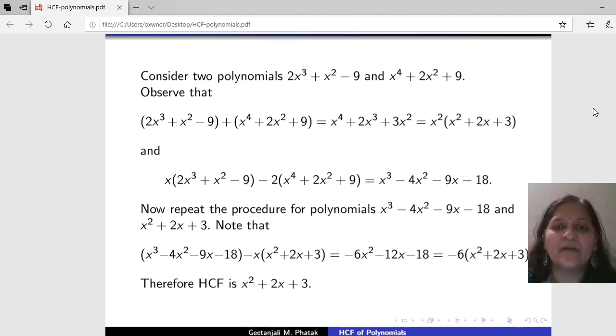And now we want to remove the highest powers. Those are x raised to 4 and 2x cube. That means we have to multiply the first polynomial by x and the second polynomial by 2 and then subtract. Then we get x cube minus 4x square minus 9x minus 18. So for the pair of given polynomials, we want to find the highest common factor.